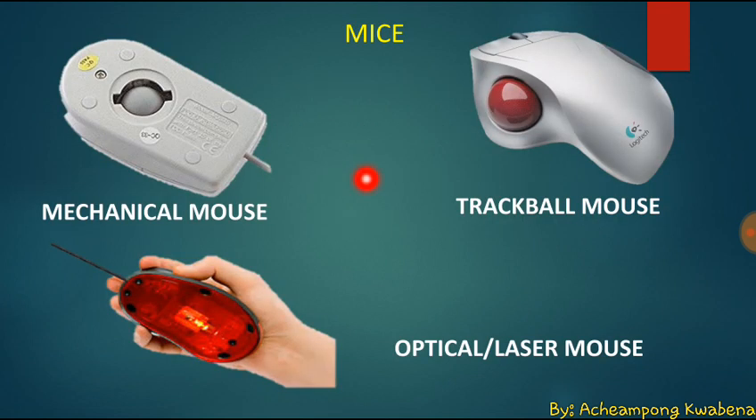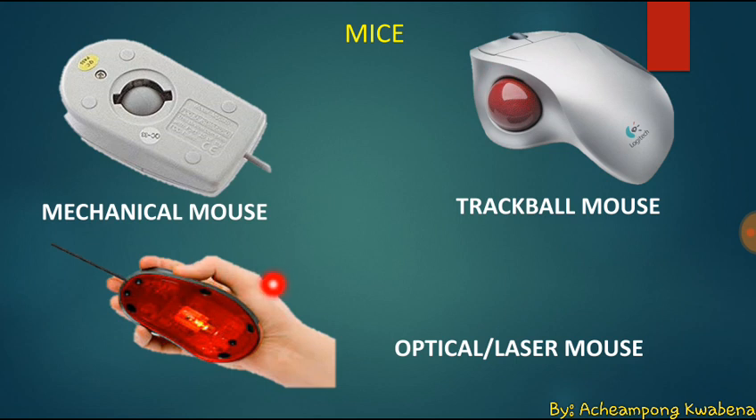We have the first one to be the mechanical mouse, and this is an olden type of mouse. It has a ball beneath or under it, which controls the movement of the cursor. Now we have the next one to be the trackball. That one too has a ball beside it that can be used to control the cursor.